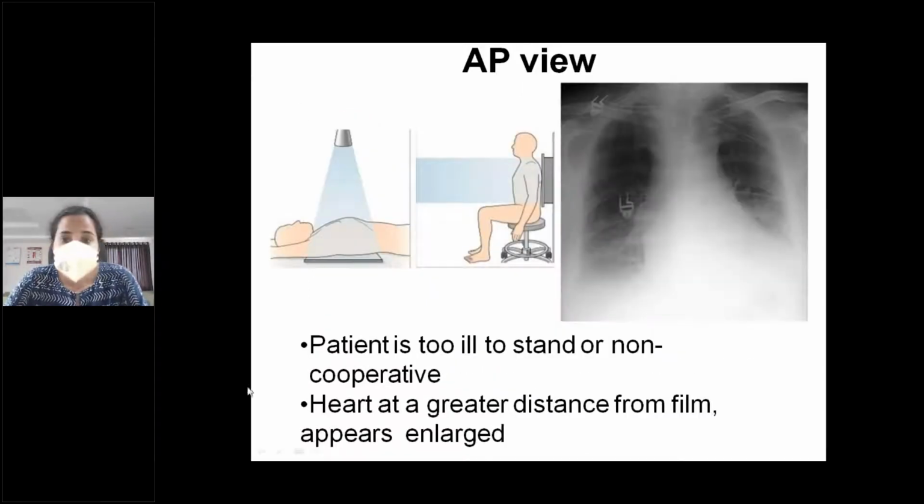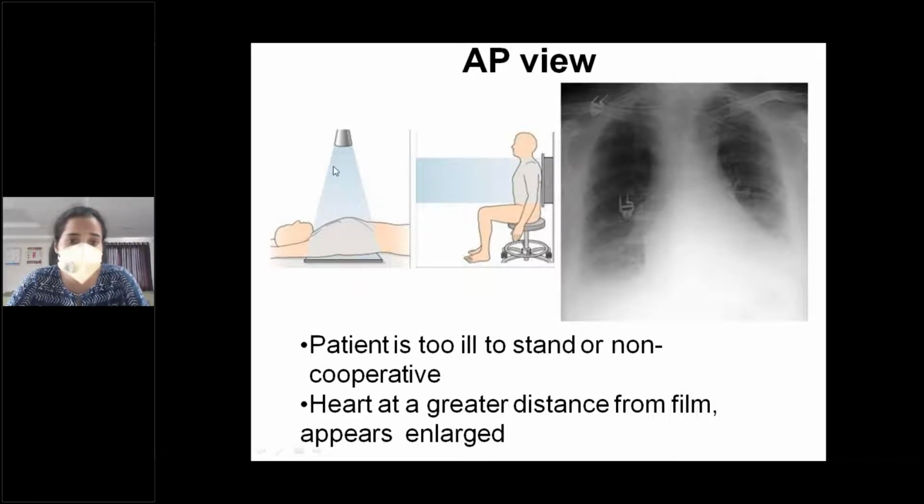And next we have the AP view, which is the anteroposterior view, used when the patient is either too ill to stand or is not cooperative. Almost all the patients in the ICU are not mobile enough to get themselves to the radiology department and get an X-ray done. So a bedside X-ray is done for them, and the patient lies in a supine position.